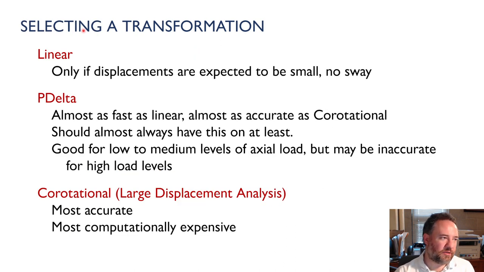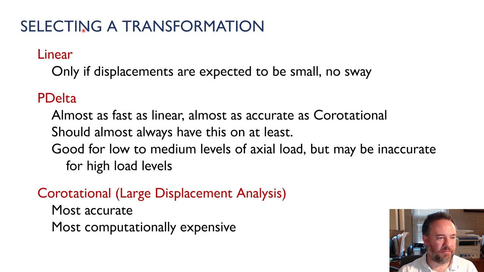So when would I want to use these? Linear, I think for realistic analyses that we want to do, even in our course, we have very little cause to use linear transformations, unless we're just doing a small toy model, like a small partial model that we're doing. P-delta is almost as fast as linear and almost as accurate as co-rotational. So it's like a nice happy medium.